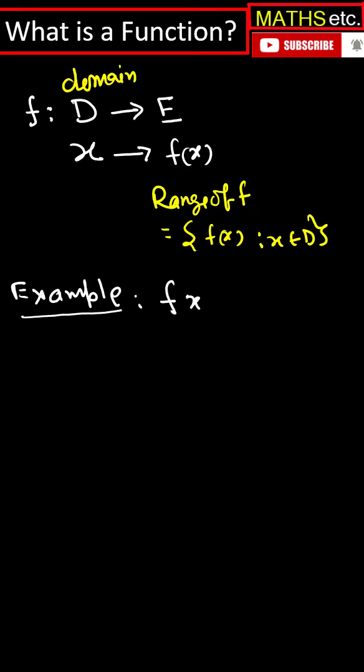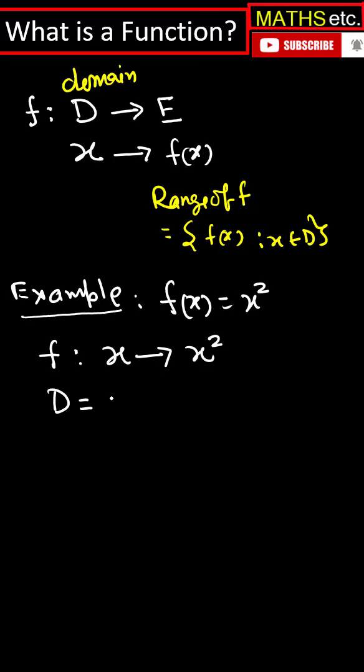Consider an example, f(x) equals x squared. In this case, the function f is assigning each x value a single value in the form of x squared by the rule f(x) equals x squared. Since any real number can be squared, the domain of this function is the entire set of real numbers, that is, the interval minus infinity to infinity. And since the square of any real number is always a non-negative real number, the range of f is the interval 0 to infinity.